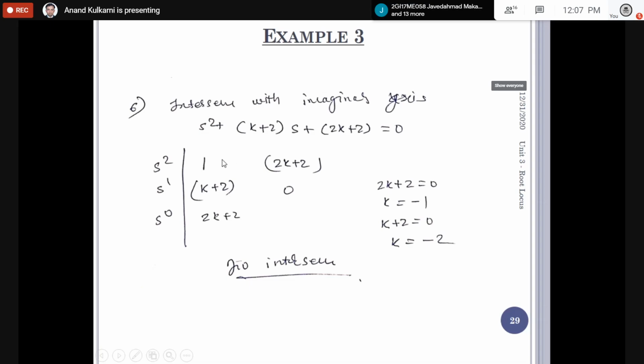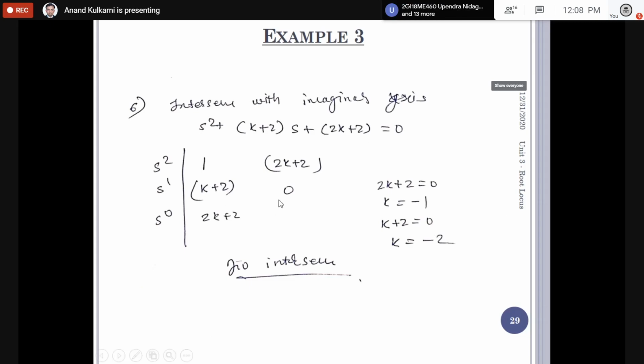Then I arrange the Routh's array, that is highest term is s square, so 1, leave this, write next 2k plus 2, below that s to the power 1, the remaining term k plus 2, then this is 0. Only 3 terms are there, so the fourth term will be 0 only. So this multiplied by this minus this multiplied by 0, that is 0, divided by this, it will become 2k plus 2. So here if you see the first column of the Routh's array, first thing is k plus 2 should be equal to 0.